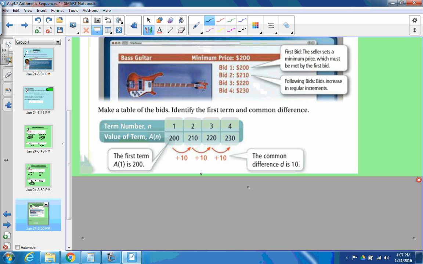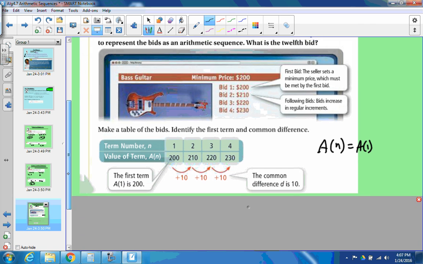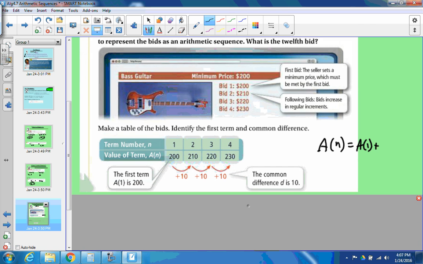So let's use our formula. We're going to find the 12th term, but we'll do a sub n first. a sub n equals a sub 1, the first term, plus n minus 1 times d. So instead of that, we're going to actually fill in some things here.